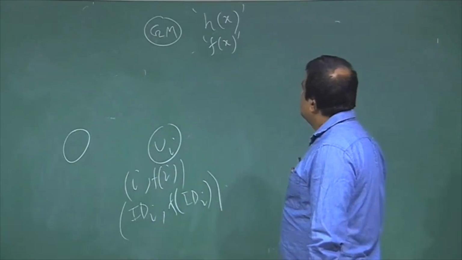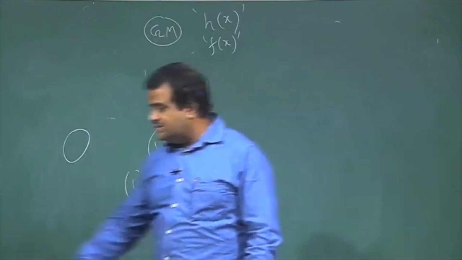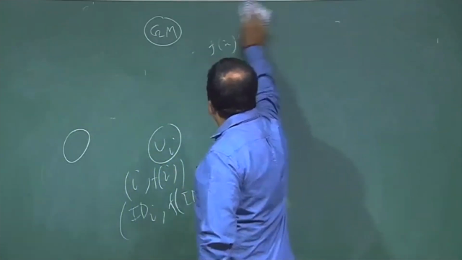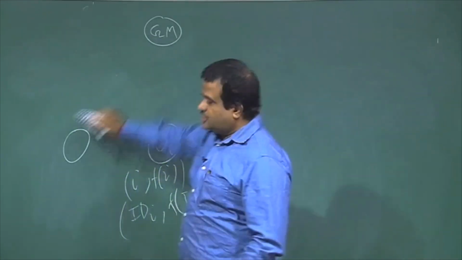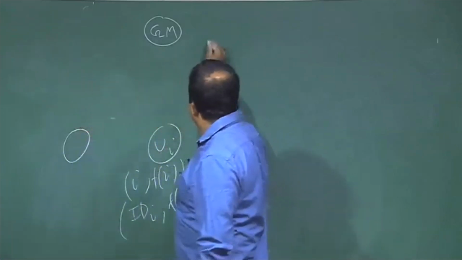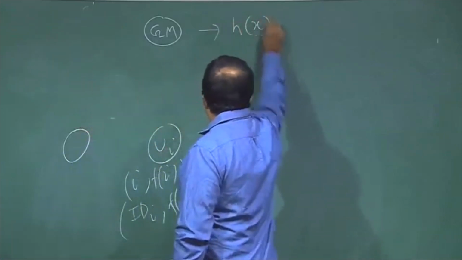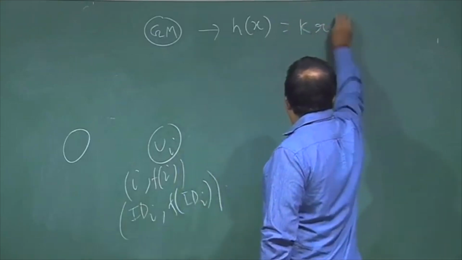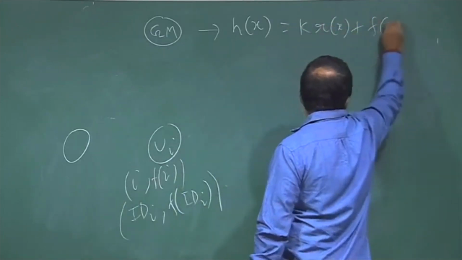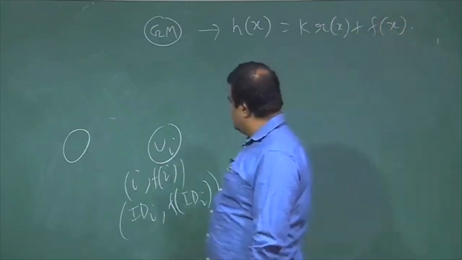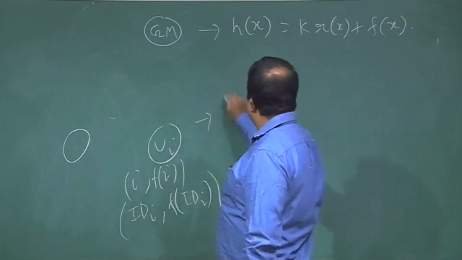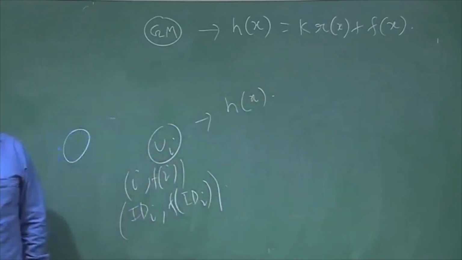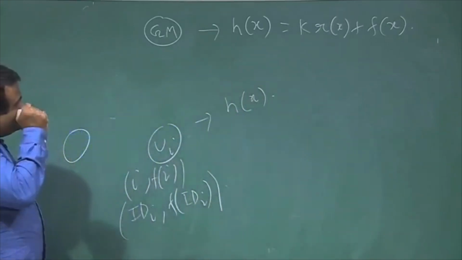So now, this is the value it is having. Now what is the group manager doing? The GM is broadcasting this h of x. h of x is basically k r of x plus f of x. So now this user is getting h of x.